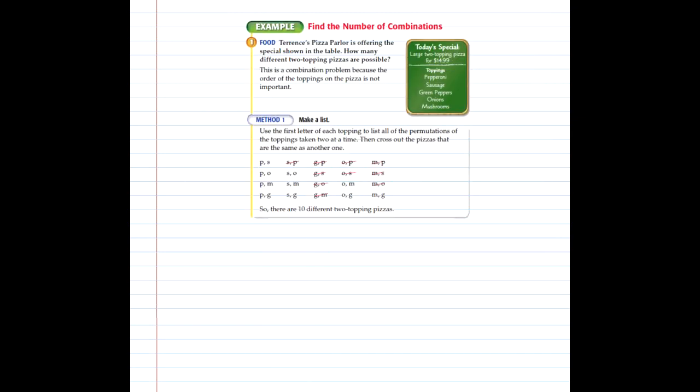Terrence's Pizza Parlor is offering the special shown in the table. How many different 2-topping pizzas are possible? This is a combination problem because the order of the toppings on the pizza is not important. In other words, pepperoni sausage is the same as sausage pepperoni. So we make a list. We come up with all our combinations that start with pepperoni, then sausage, then green peppers, then onions, then mushrooms. Then we start to cross out the duplicates. Here, again, pepperoni sausage is the same as sausage pepperoni. And we cross those all out, and we go from 20 to 10.